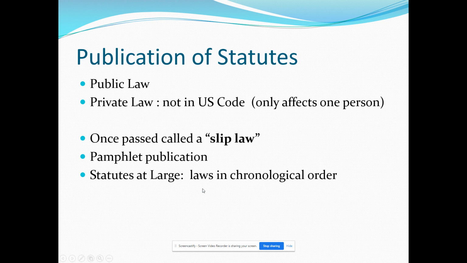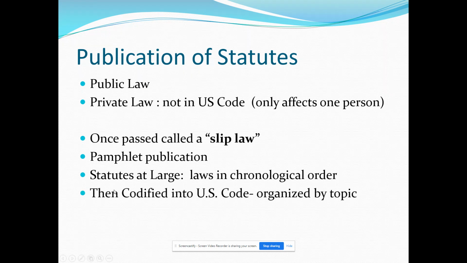So this is a publication of all the laws passed by Congress in chronological order, not by topic. So if you want to, hey, what happened on January 22nd, 1972, you can look at the statutes at large and you can see if any statutes have been passed by Congress on that day. Okay, and then after a while, they give it a number and they codify it and organize it into the U.S. Code, and it's given a number. And the U.S. Code, they are organized by topic.